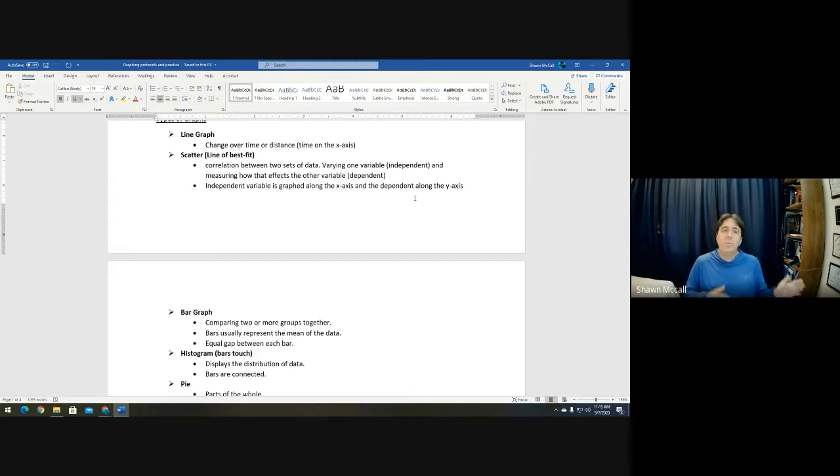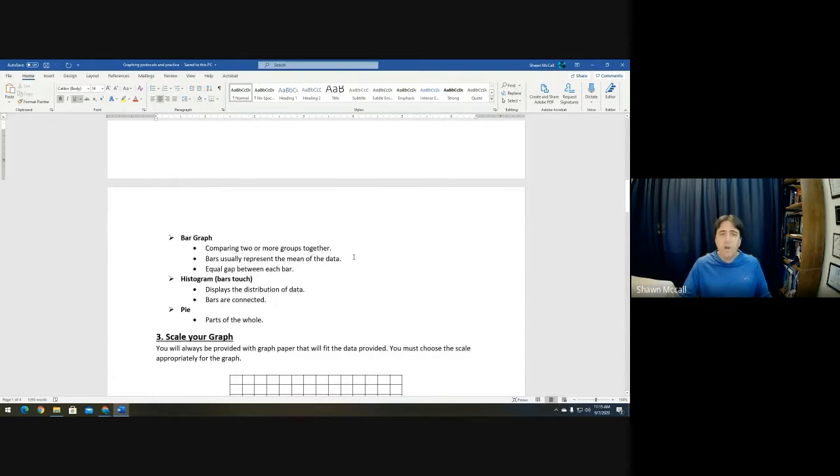Know that you're using that when you're doing things like change over time, distance. Time is on the x-axis, right? So just keep that in mind. Scatter plots, or the line of best fit, these are correlations between two sets of data, varying one variable, the independent variable, and measuring how it affects the other variable, the dependent variable. So independent variable is graphed along the x-axis, just like we said before, and the dependent along the y.